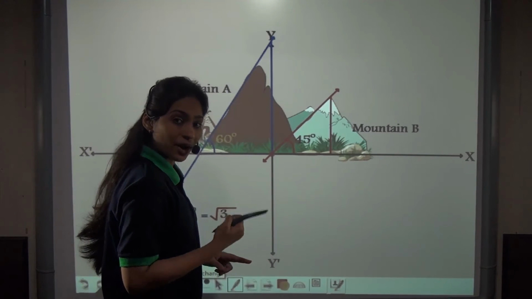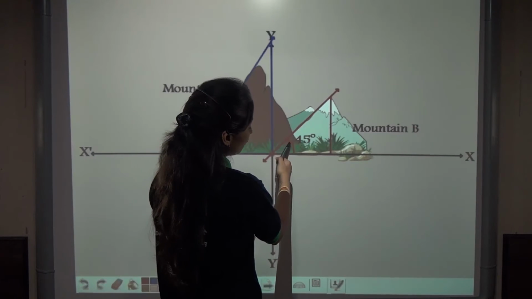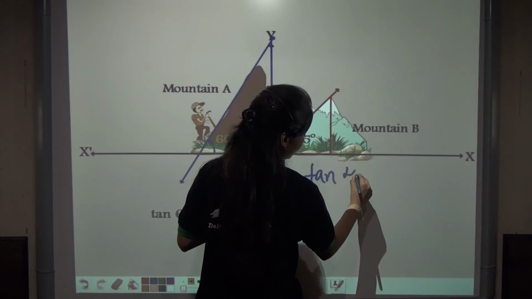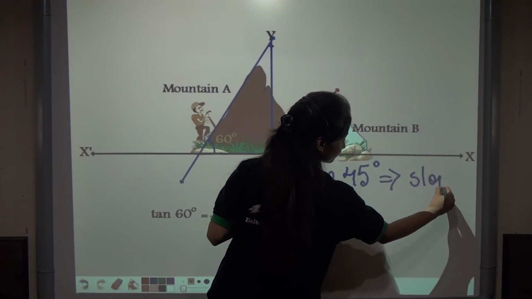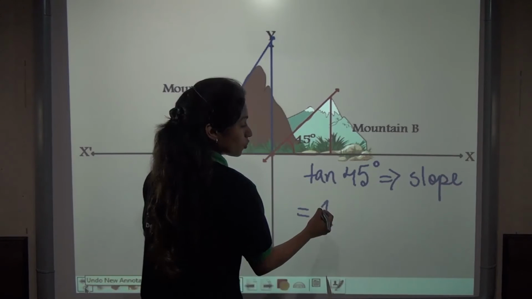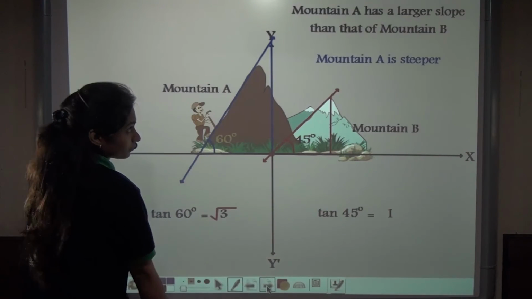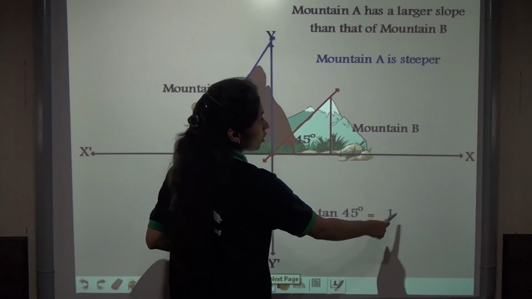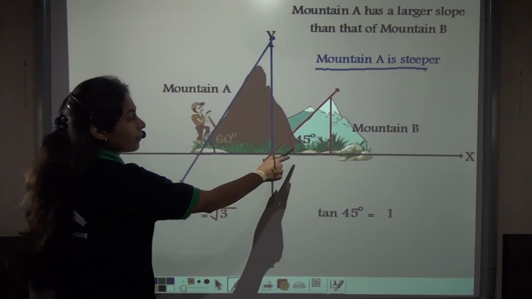Now we know that we can find out the slope by using the trigonometric function tan. Here the angle of inclination is 45. So we use tan 45. This will actually give us the slope. So what is tan 45? Tan 45 is 1. So the slope of mountain B is 1. Now you can say that mountain A has a larger slope than mountain B. So mountain A is steeper. So he found out that mountain A is steeper than mountain B.